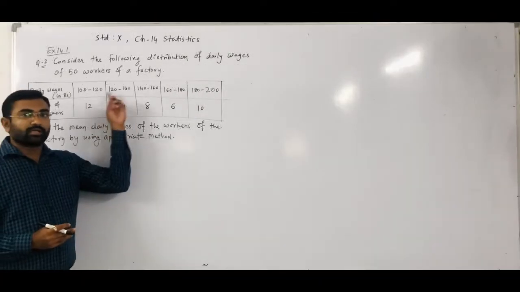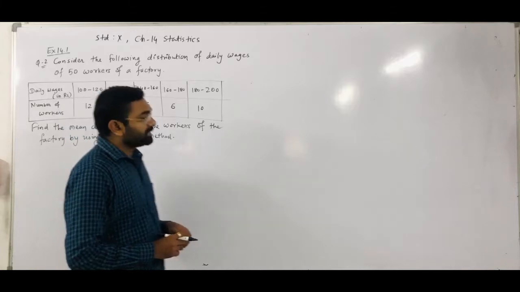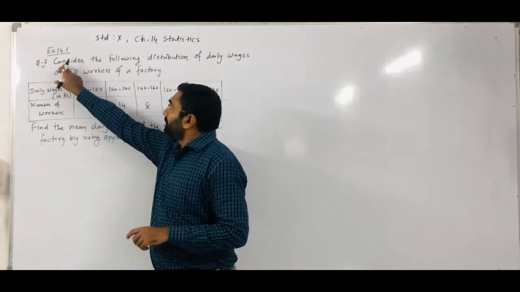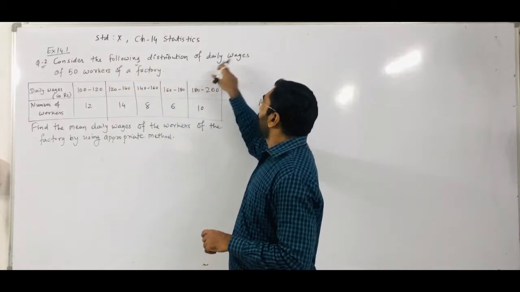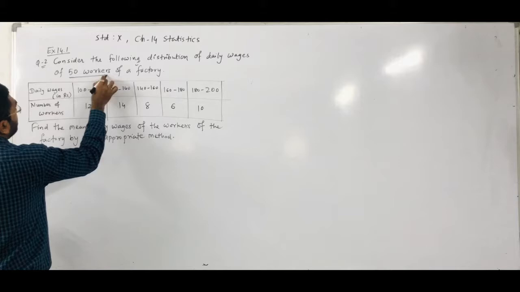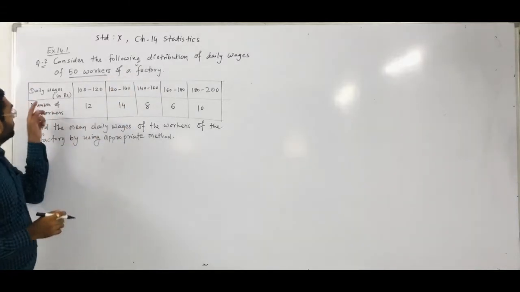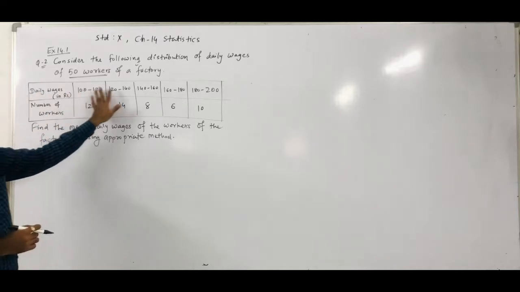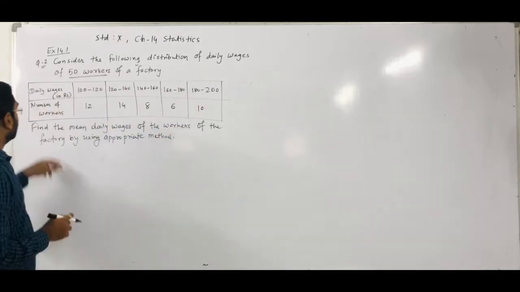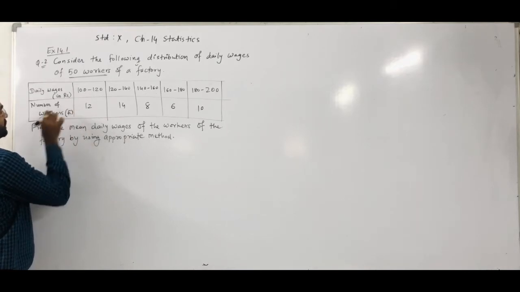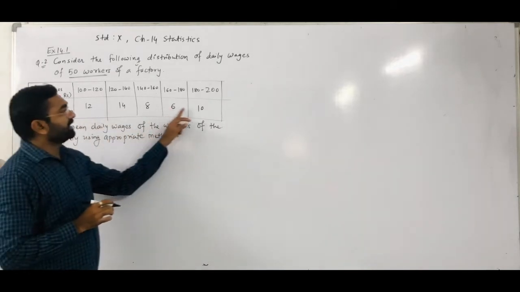Hello students, standard 10, chapter number 14, statistics. Now we have to solve question number 2. Consider the following distribution of the daily wages of 50 workers of a factory. It is given: here the daily wages of 50 workers is given. So observe, the daily wages are given as grouped data and the number of workers, meaning the frequency, is given, right? The Fi values given are 12, 14, 8, 6 and 10.